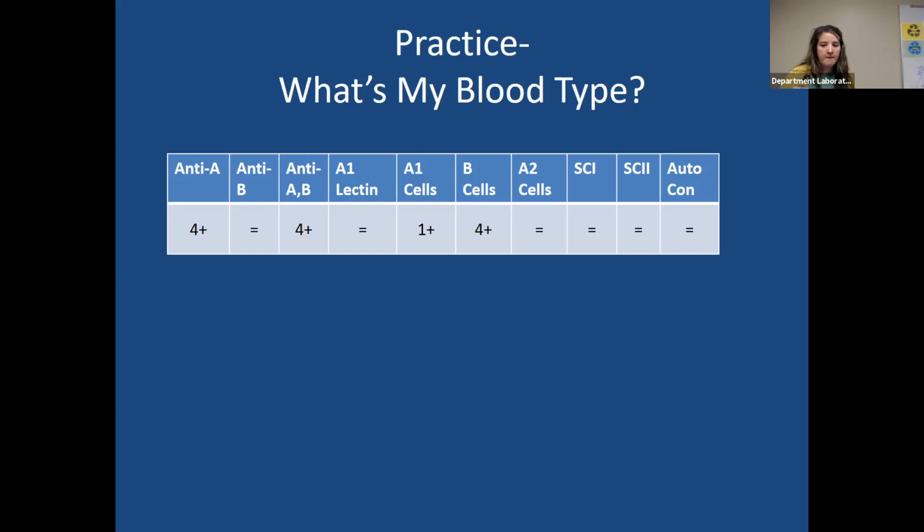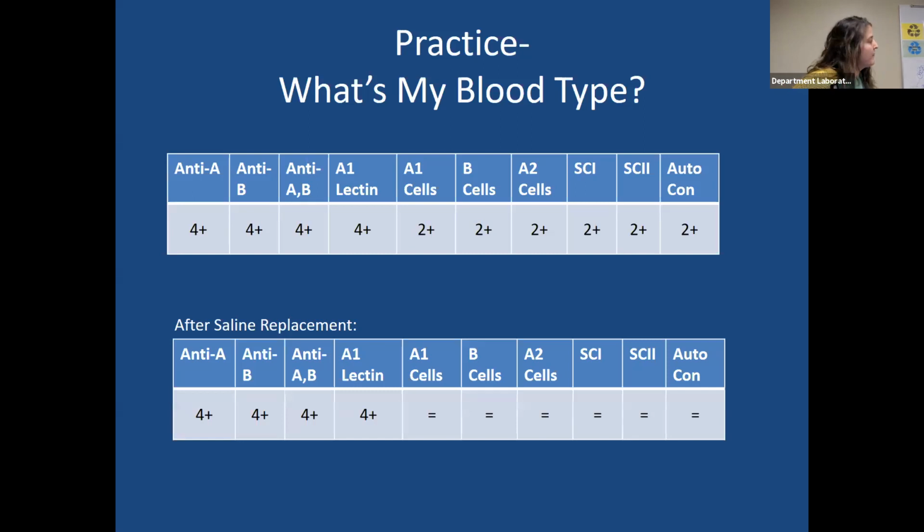What about this guy? A2 with anti-A1. What about this guy? What do you think his type is? A1B. So what would you do? Saline replacement. Now what's his type? A1B with a negative IAT after saline replacement.